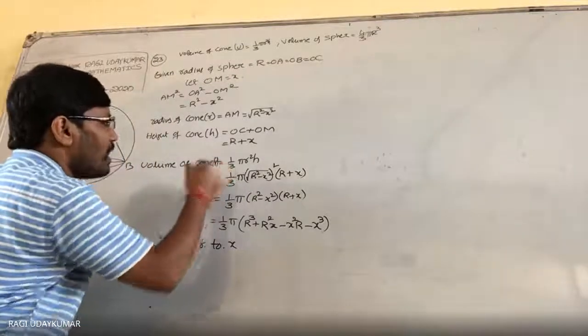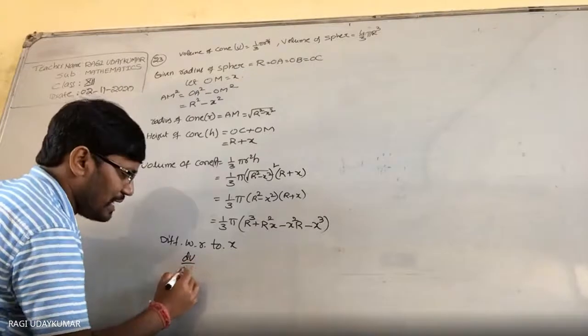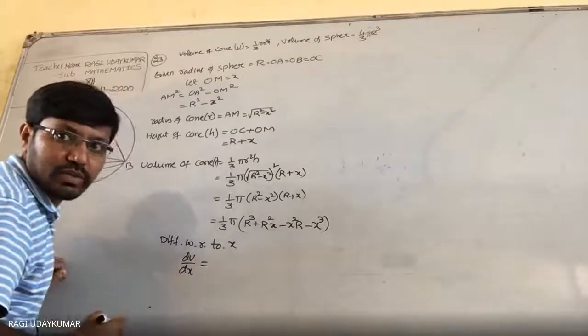So let us consider this value as v. So find dv by dx. Is it visible to you? dv by dx.